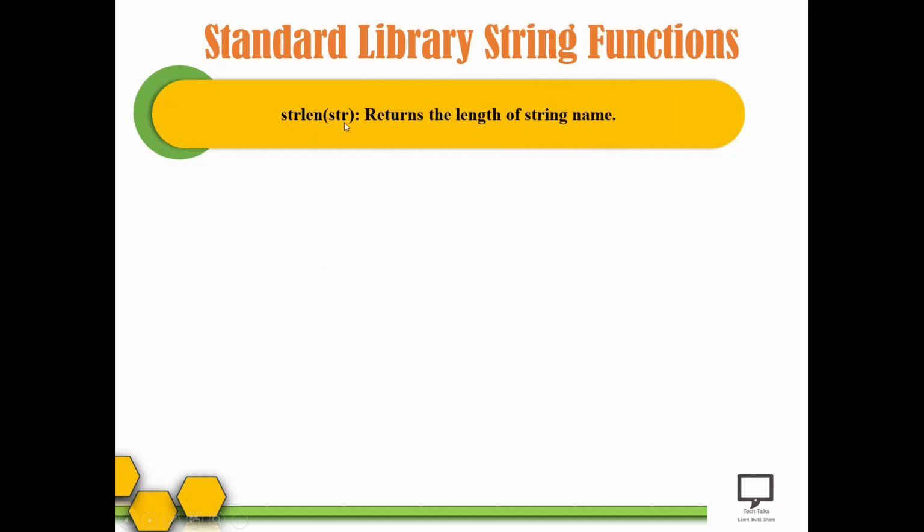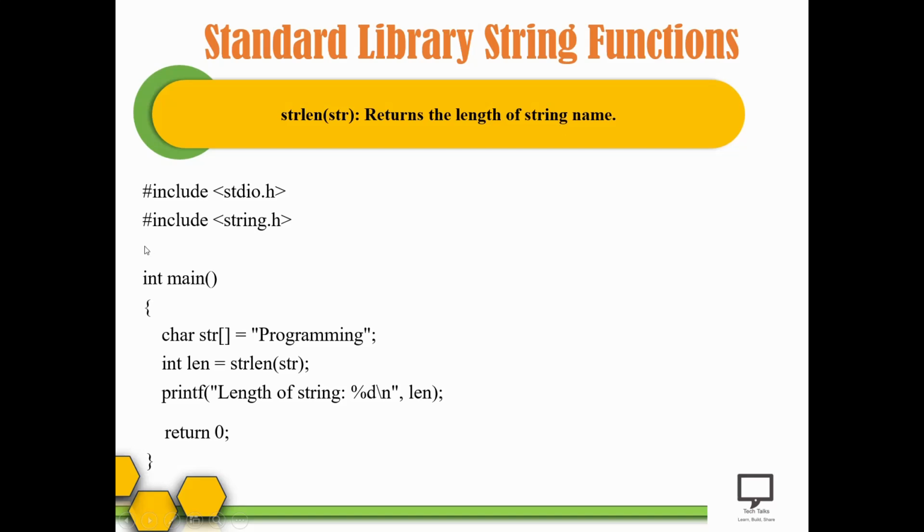The first is strlen, where we are supposed to pass a single string of which we want to calculate the length. This is a simple C program where str is a character array in which we are providing a string whose length we are going to calculate. Here you can see that the strlen function is used, where str is passed as a parameter. This function will calculate the length of the string and return it, and it will be collected in a variable len, whose data type is integer.